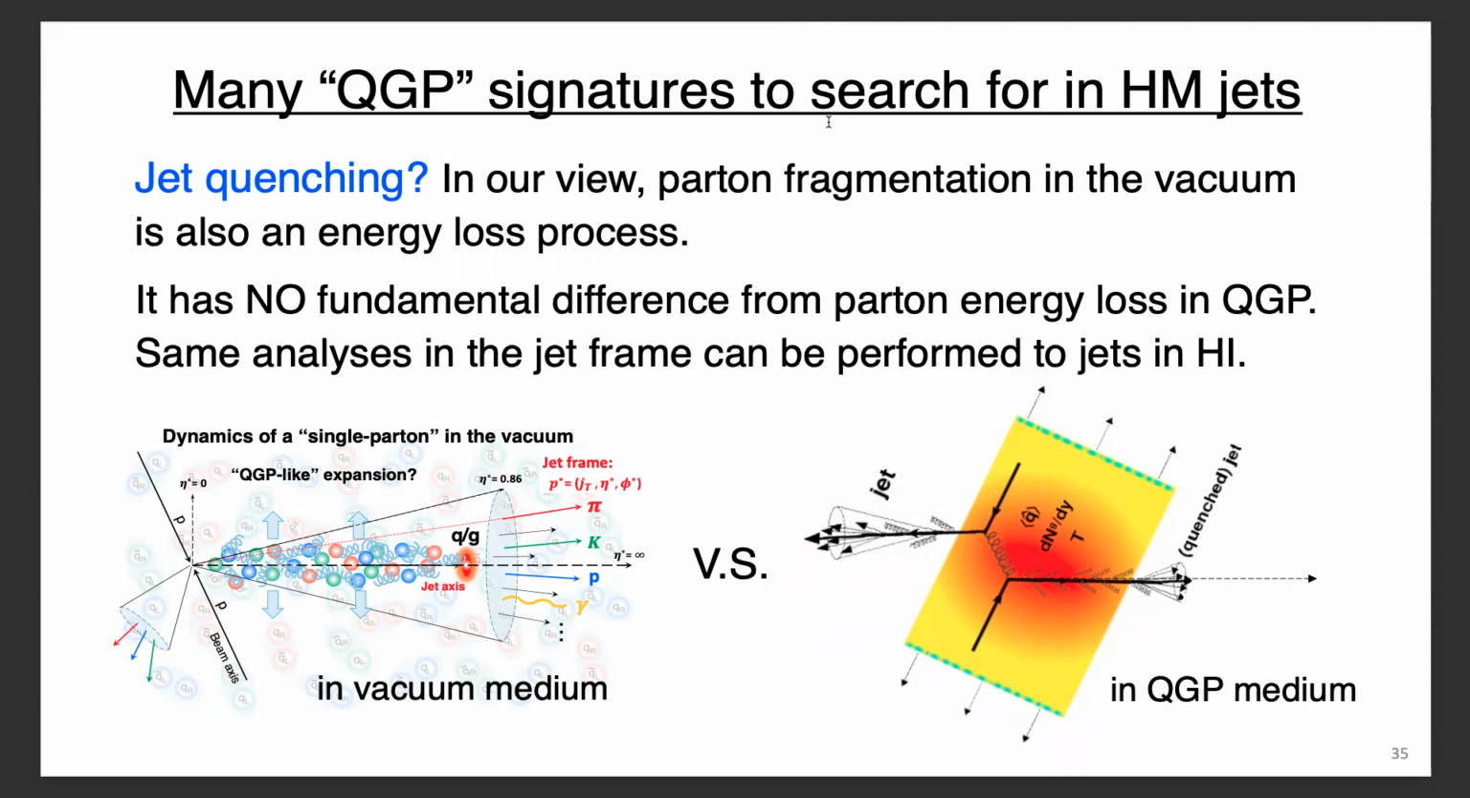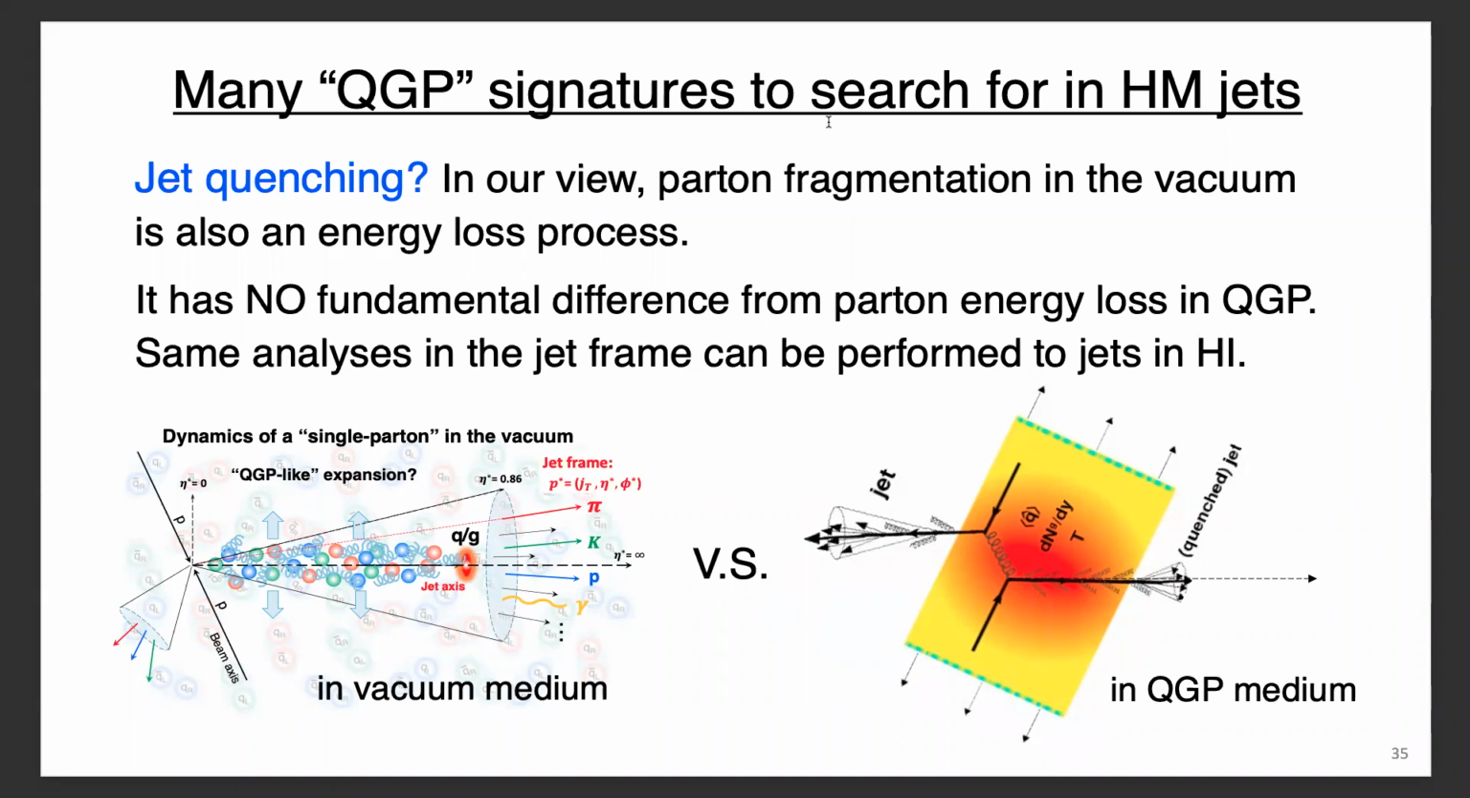Apologize for the language I'm using. So in our picture, the parton is losing energy in the vacuum. It's interacting with the vacuum medium. So in that sense, it has no fundamental difference from the parton energy loss in the quark-gluon plasma. The only difference is you are interacting with a deconfined medium versus a confined medium.